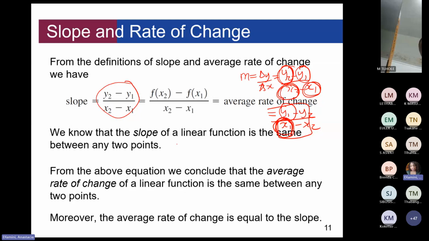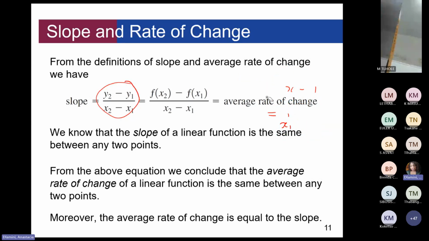So we know that the slope of a linear function is the same between any 2 points. Do we know that? Yes, ma'am. Where did we learn it?